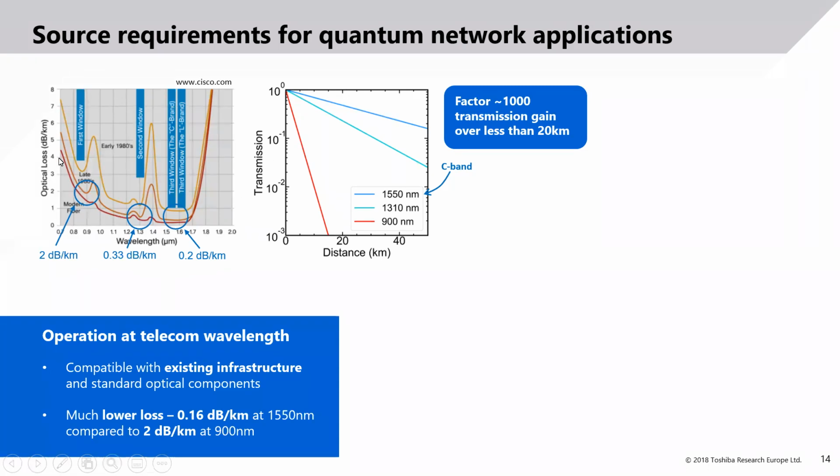And for this, I've plotted here the optical loss in standard glass fiber. And you can see that in the third telecom window, around 1.55 microns, really that loss is minimal compared to any of the visible wavelengths or the first window around 900 or 1310 nanometers. And to show you just how pronounced that effect is, I've plotted here the transmission as a function of distance for 3 different wavelengths, so 900, 1310, and 1550. And you can see that you need to go less than 20 kilometers to have a factor 1000 transmission gain at 1550 over 900. So this is really quite striking, and it's a strong motivation for us to develop single photon sources in that window.